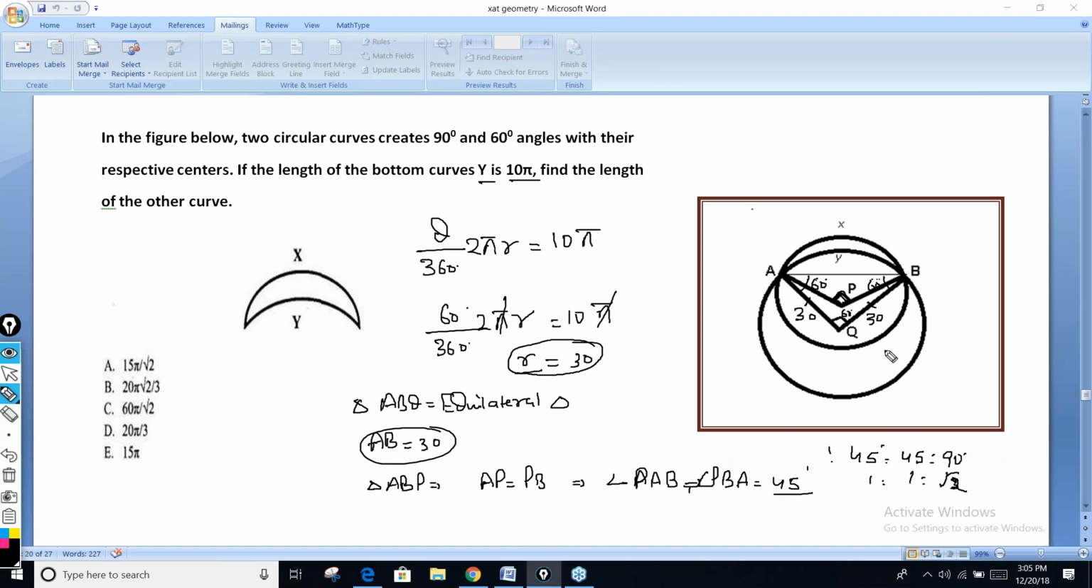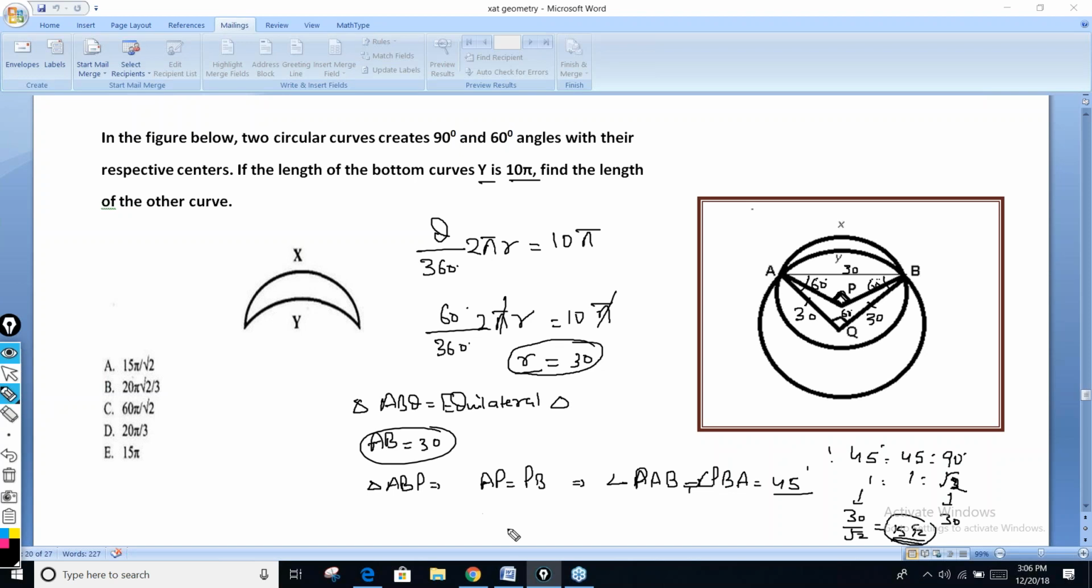Root 2. So here the side we know that is 30. So here root 2 denotes 30, so 1 will denote 30 by root 2. 30 by 2 root 2 is 15 root 2. So what we get to know now? We get to know the radius. The radius is 15 root 2. And if you know the radius, you can find the length of the curve.